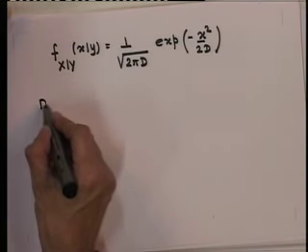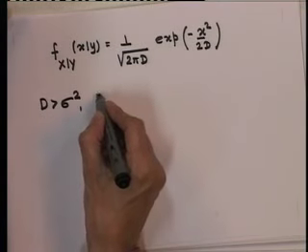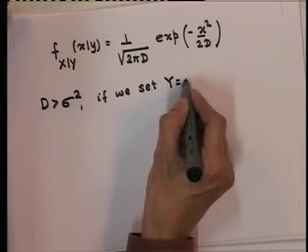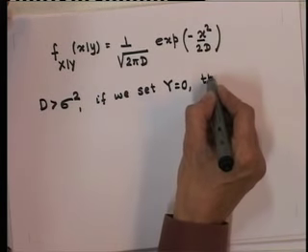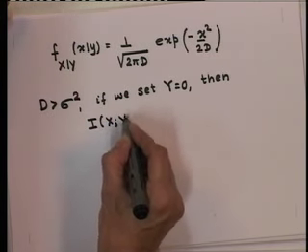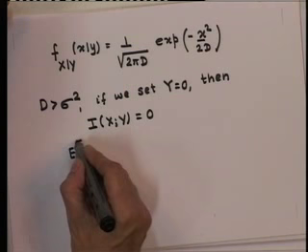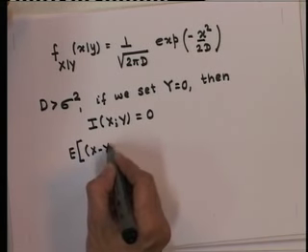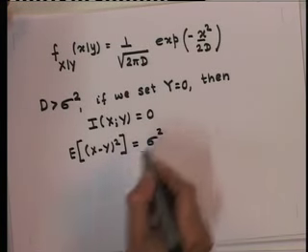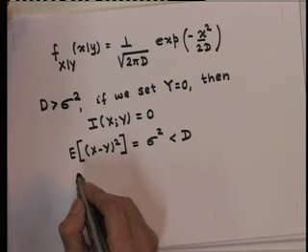Now, for d greater than sigma squared, if we set y equal to 0, then mutual information between x and y is equal to 0 and the mean square error is equal to sigma squared, which is less than d.